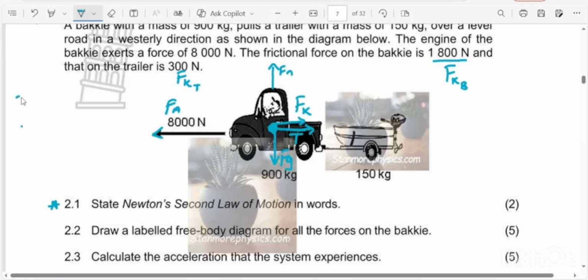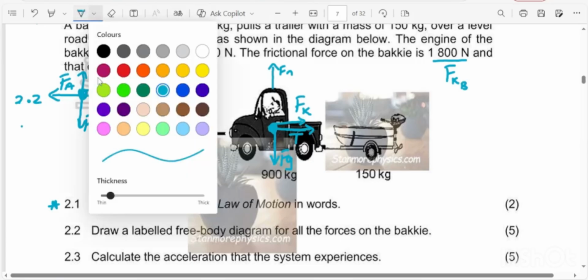So if we just draw it correctly here, this is 2.2. We have the force applied to the left. So this is my F applied. Then we have the Fg acting down. This is my Fg, the gravitational force. Then we have the tension force. Let's call it tension. Then we also have the frictional force, which is Fk. There's only one force missing, which is the normal force. This is my Fn. You're going to collect 5 marks if you manage to draw everything like that.